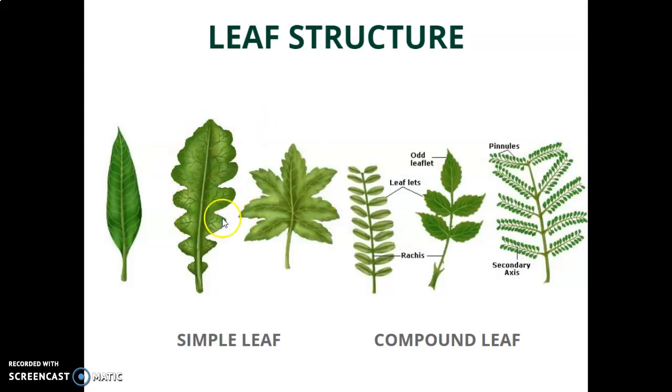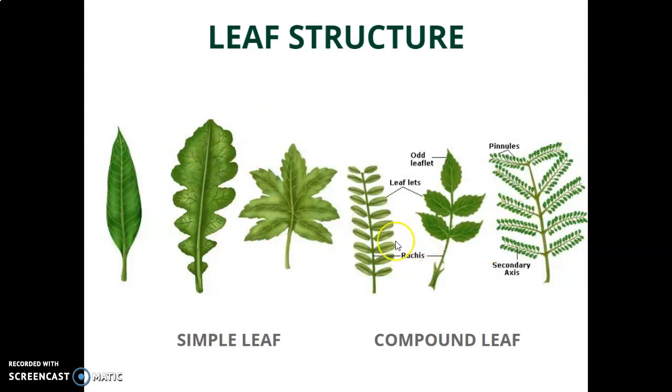And as you can see with the simple leaves, there's one blade and one petiole. You can't really see it on here, but there would be a little petiole here. You can see that little nub sticking off the end of the leaf. One blade and one petiole, and those are our simple leaves.